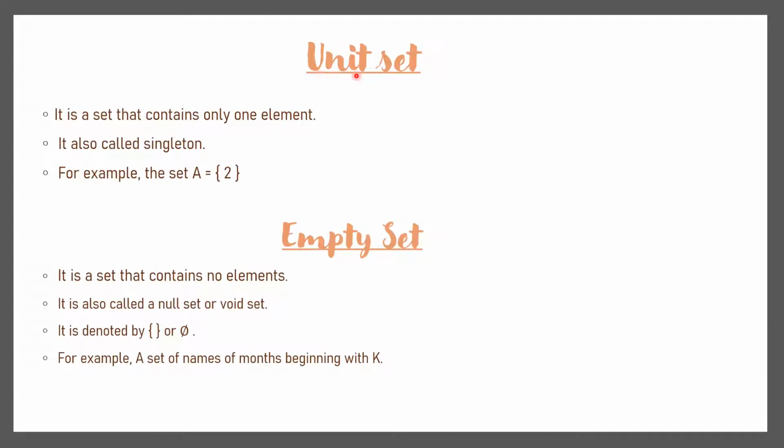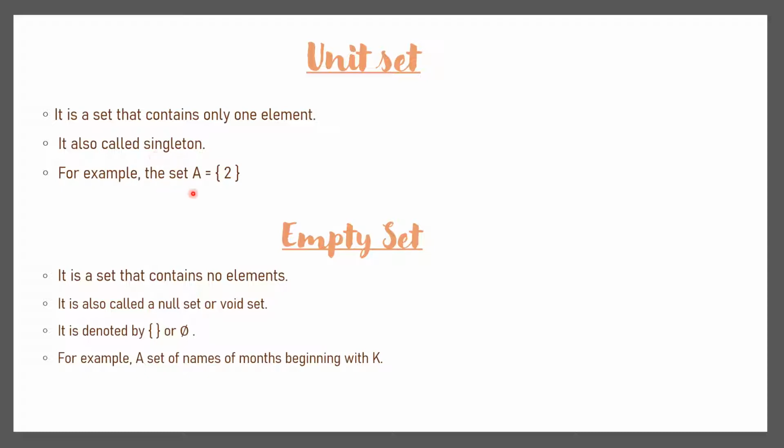Unit set. Okay, a unit set is a set which contains only one element. It is a set that contains only one element. That is why it is also called a singleton set. Single element, so we also call this set a singleton set.